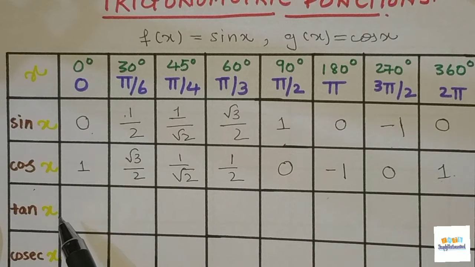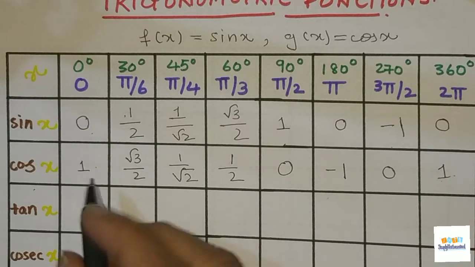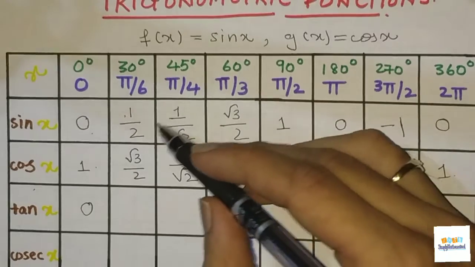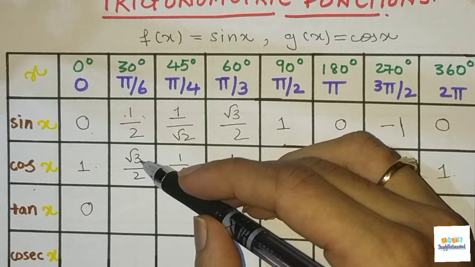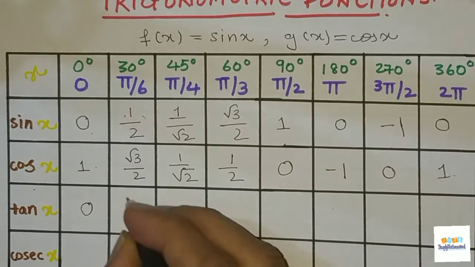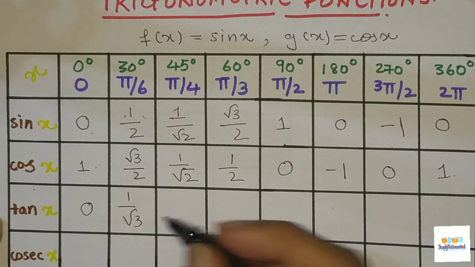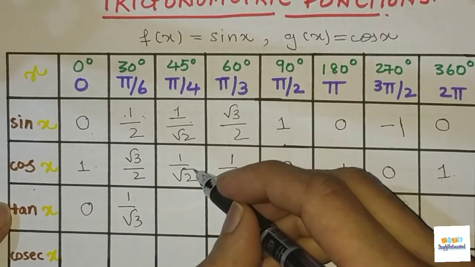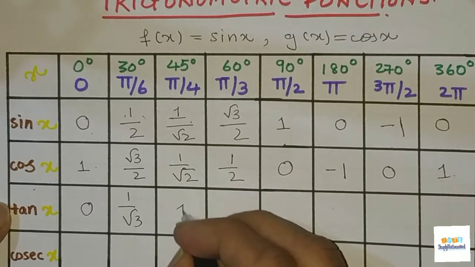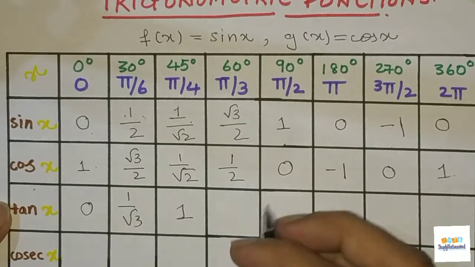Now let us look at the tan values for these thetas. Tan is equal to sine by cos, so just this value divided by this value. So 0 divided by 1 is 0. Then half divided by root 3 by 2 will be 1 by root 3, because 2 and 2 get cancelled. So tan of 30 is 1 by root 3. Then tan of 45 is 1. Then tan of 60 will be root 3 by 2 divided by half, that is root 3.